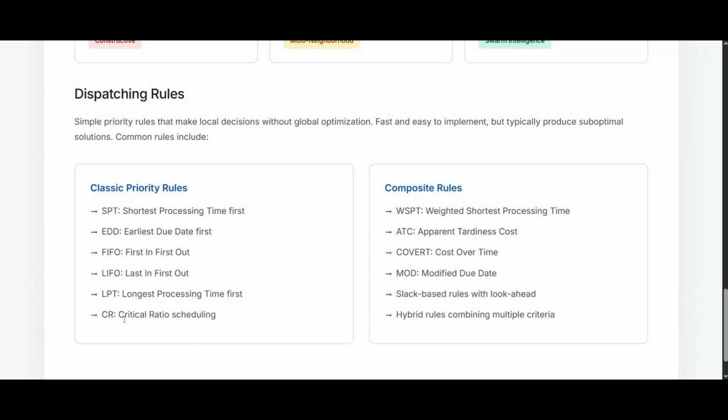CR means critical ratio scheduling, that one compares time remaining to work remaining to decide priority. Then we have got composite rules that mix multiple factors. WSPT stands for weighted shortest processing time. ATC is apparent tardiness cost. COVERT stands for cost over time. MDD, modified due date. There are also search-based rules that use look-ahead and hybrid rules that combine multiple criteria.